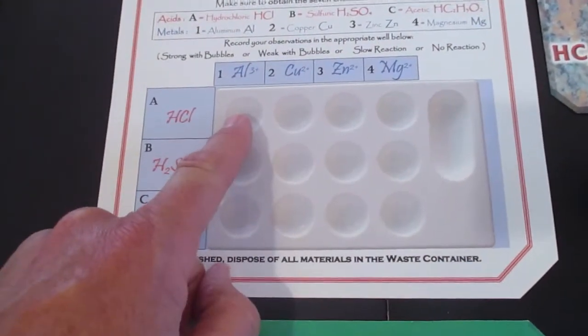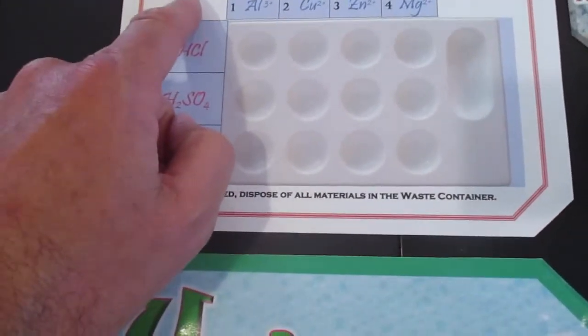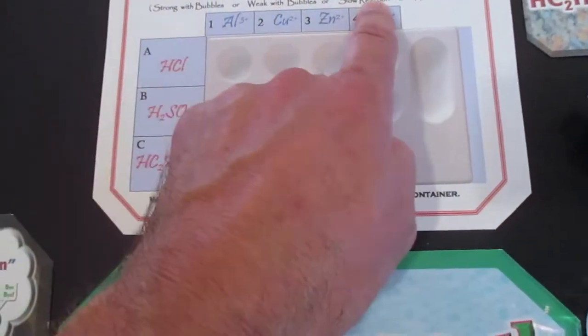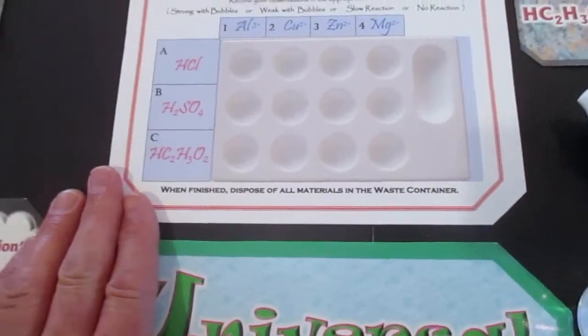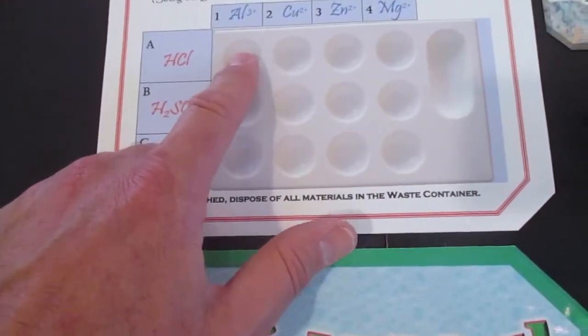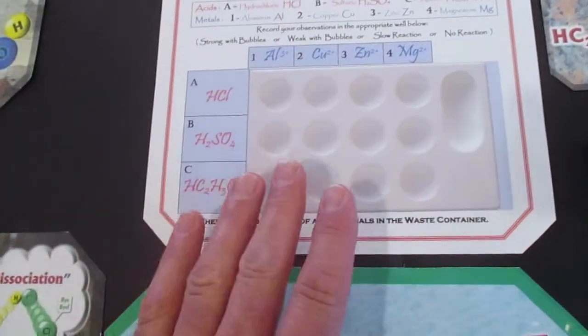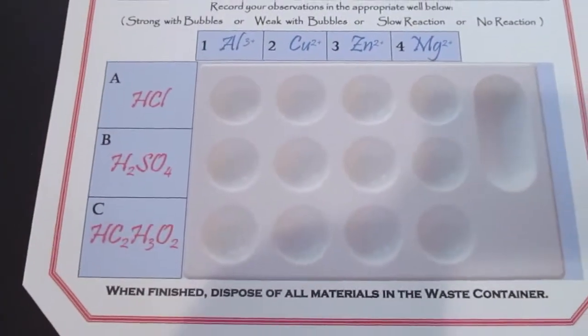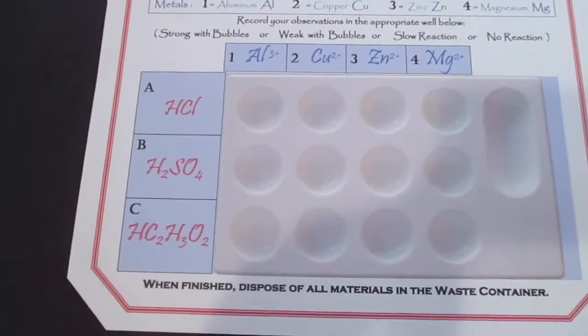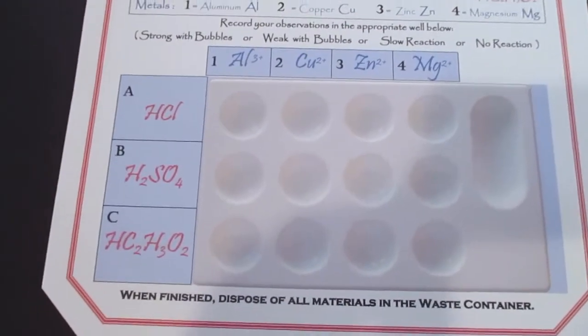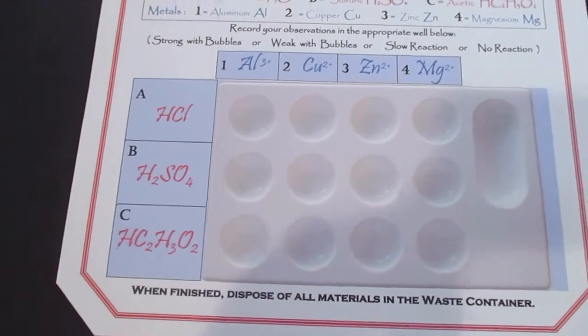So what did you see here? Was there a reaction? Strong with bubbles, weak with bubbles, slow reaction, no reaction, color, anything. Record it very small in these boxes. And if there's no reaction, make sure to record that too. Don't just leave it blank. Just say nothing. However, you've got to wait at least 5 minutes before you decide that.